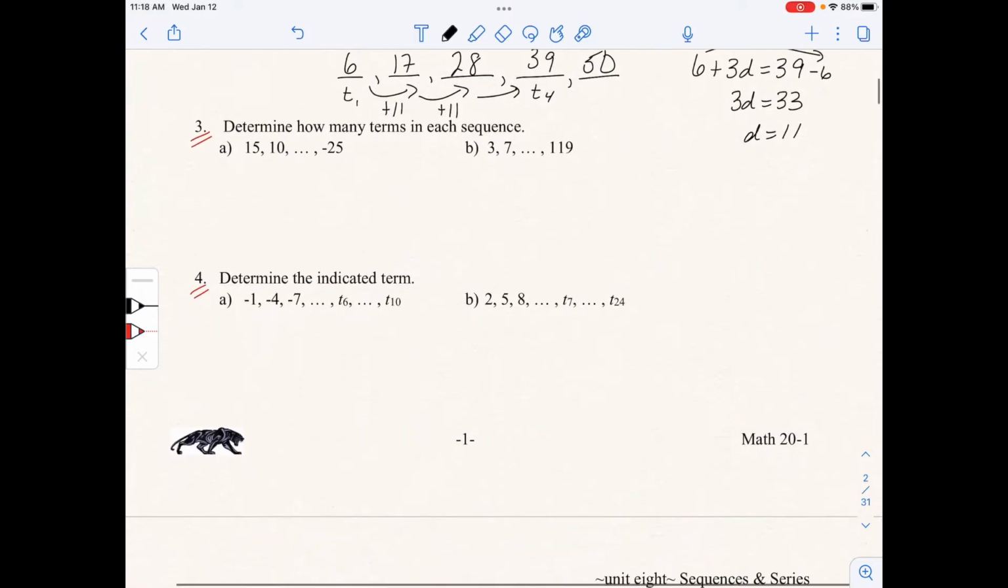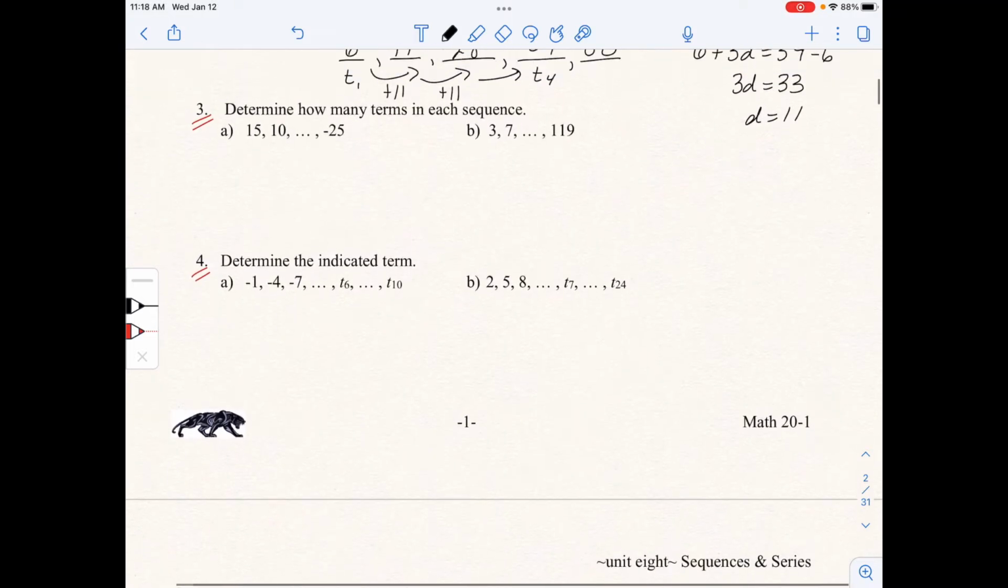Okay, what I want to actually do is skip questions 3 and 4. If you've discovered them, those are more discovery questions for now.